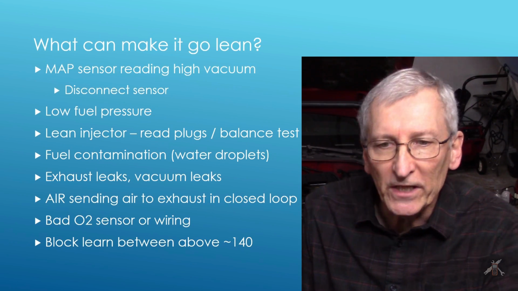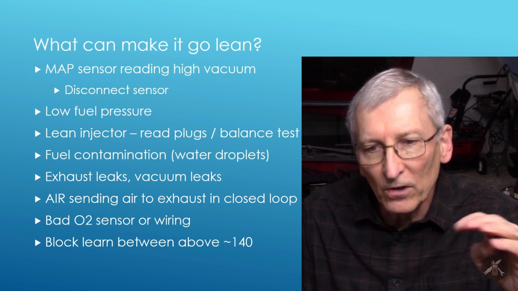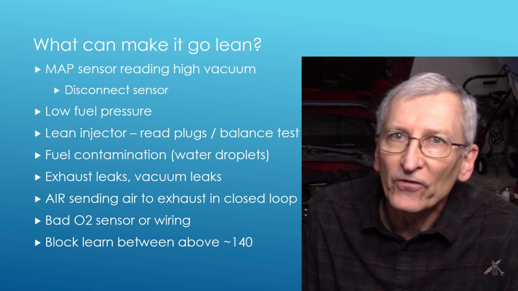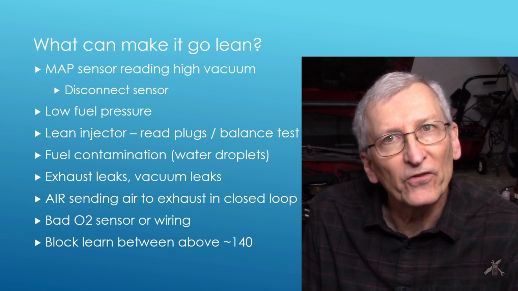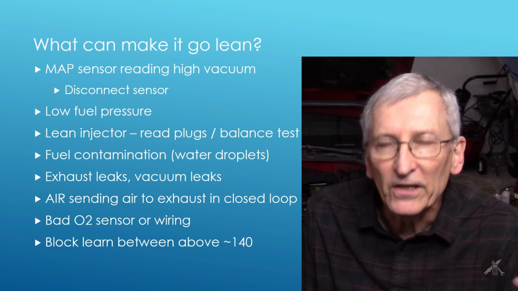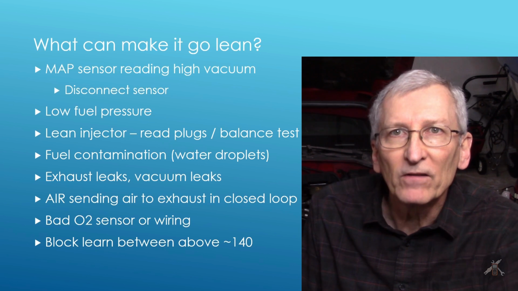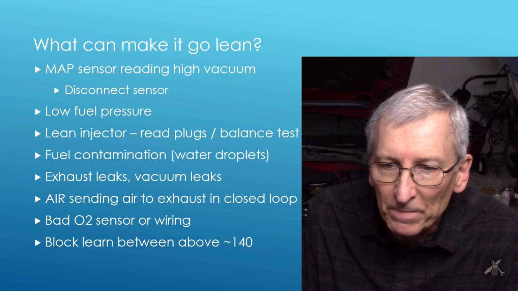What makes it go lean? Well, MAP sensor reading high vacuum or low pressure, and once again disconnect the sensor and see if it makes it better. Low fuel pressure because of a filter or a fuel pump or a bad regulator. A lean injector, kind of the same thing. You know, look at your plugs, do an injector balance test if you need to.